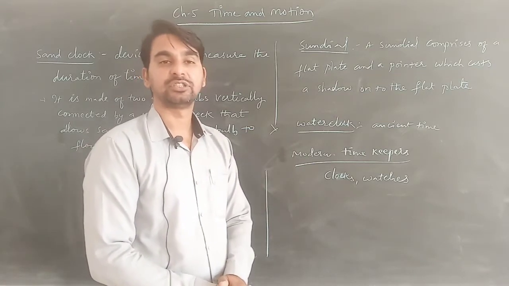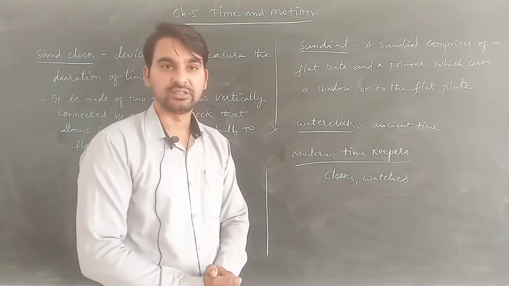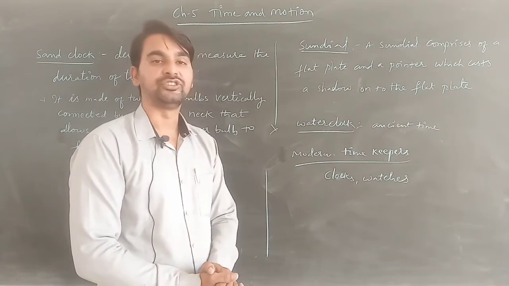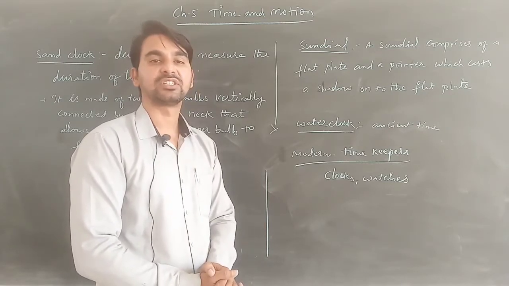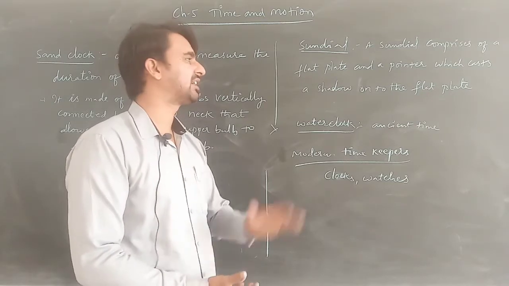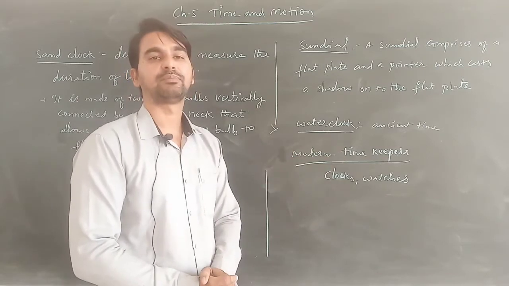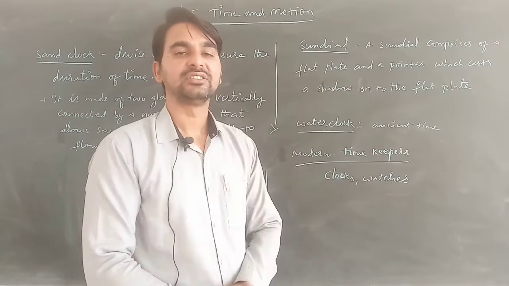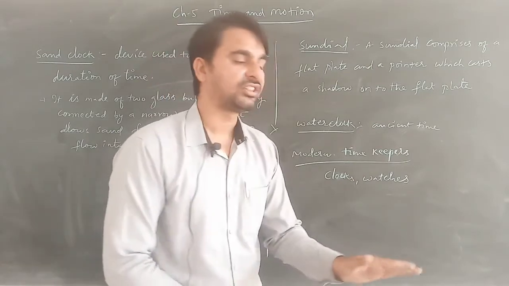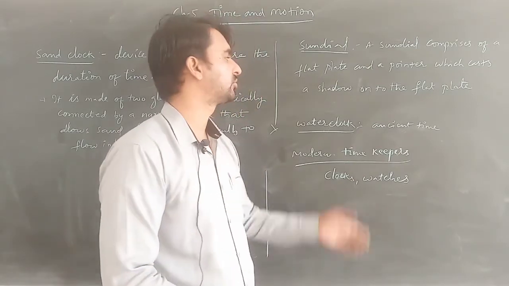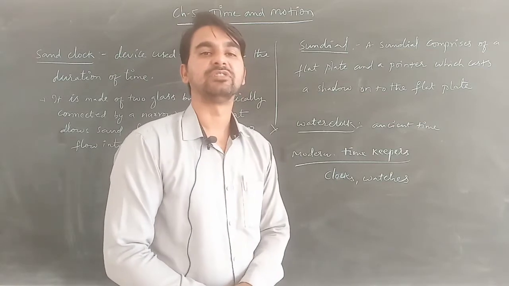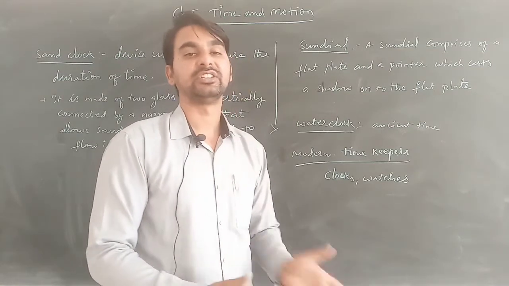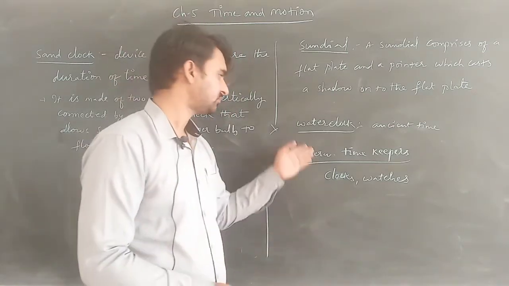Like we have the Jantar Mantar in Delhi as well as in Jaipur, where sundials are constructed. They cast a shadow on that flat plate from sunrise to sunset. So based on the length of the shadow, people used to decide the time of the day, from sunrise to sunset.